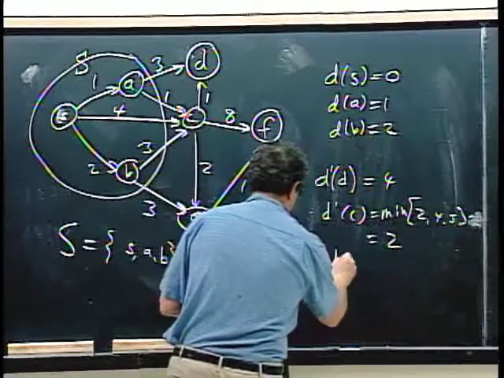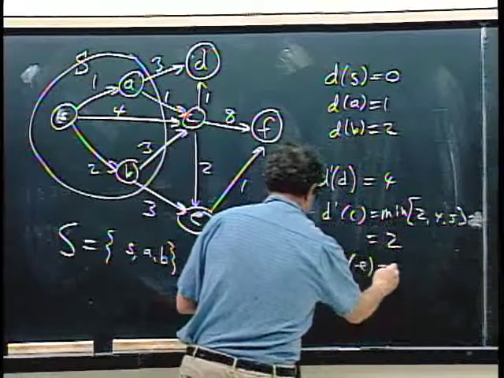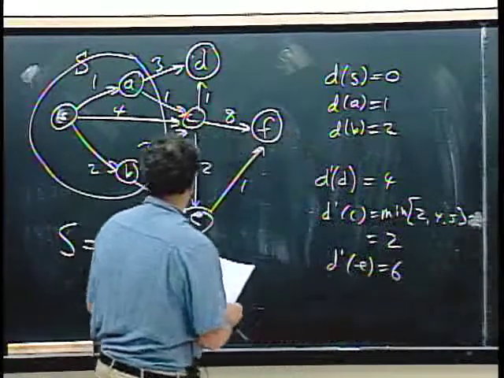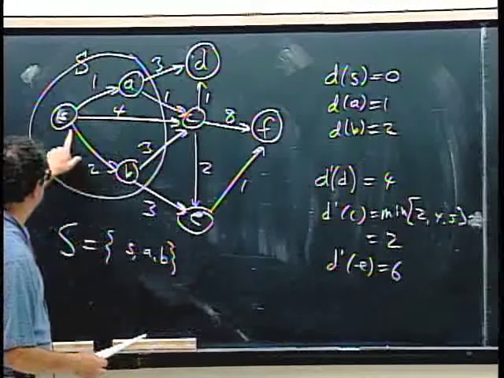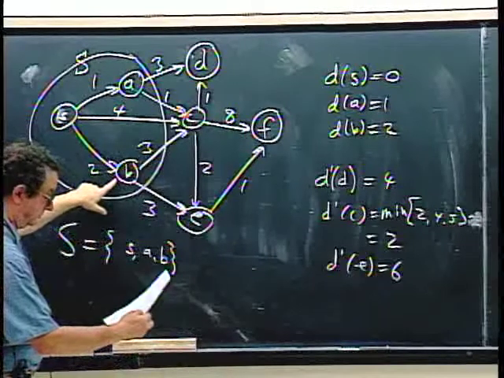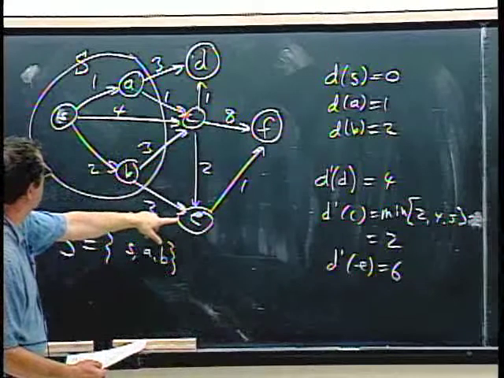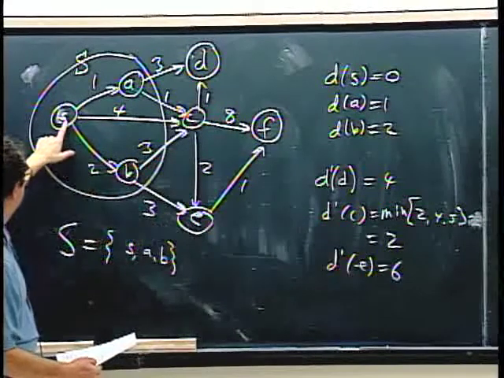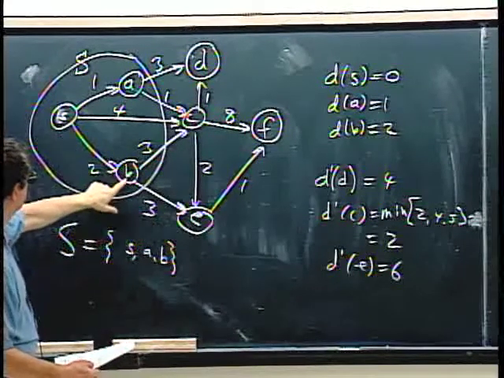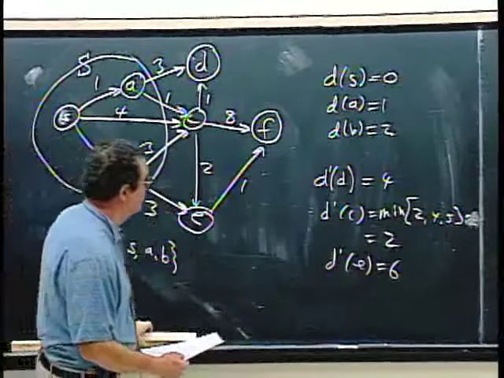And then d prime of e equals 6, right? Oh, it's actually 5, because the only way of getting to it is d of b plus 3, which is 5.